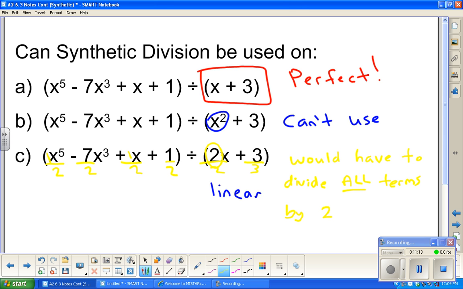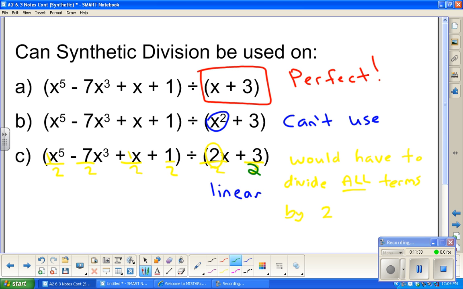Oh, sorry. Thanks. So they're all divided by 2. Okay. Yes. Yep. A 1 coefficient, no exponent. Yep. Okay.